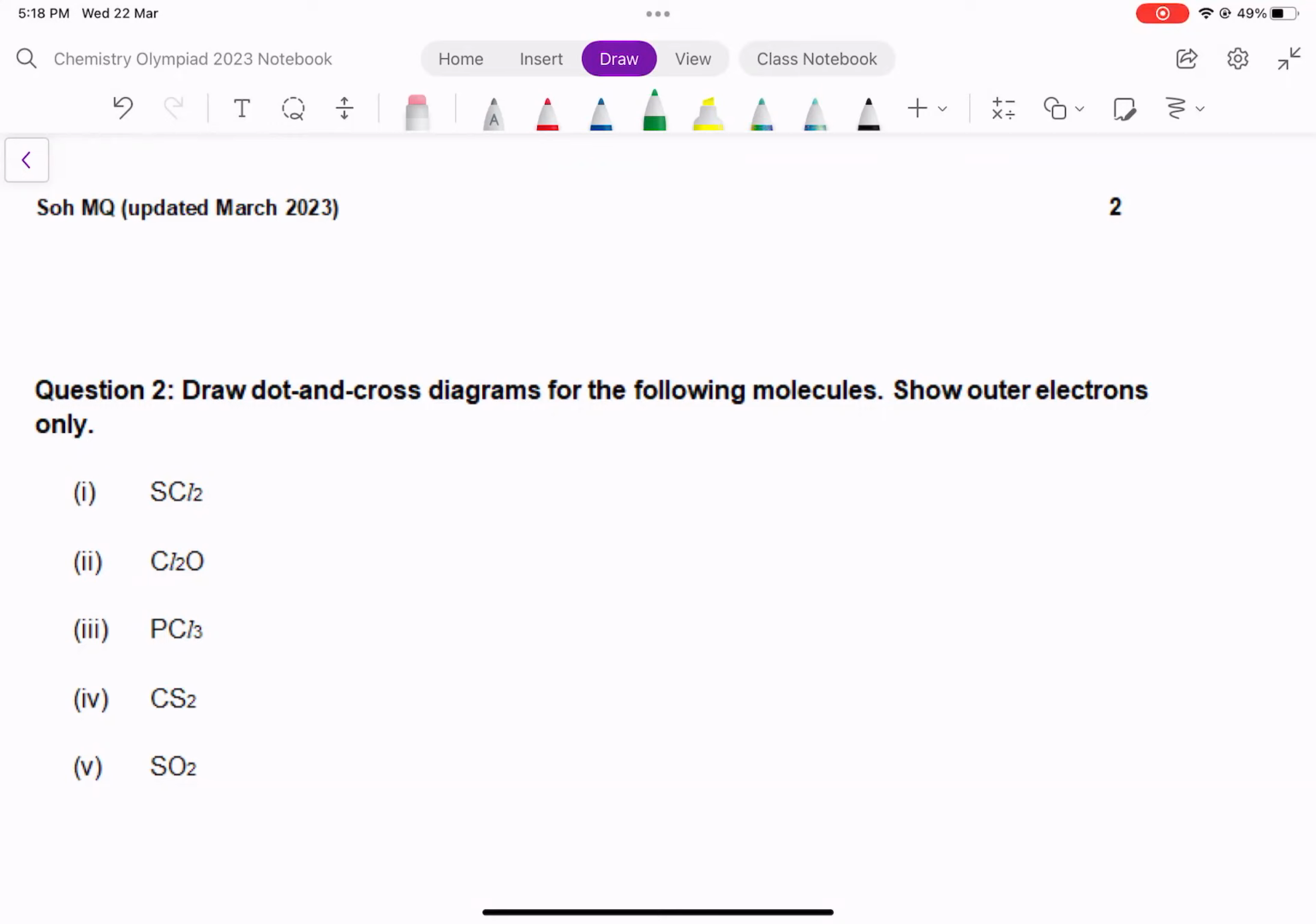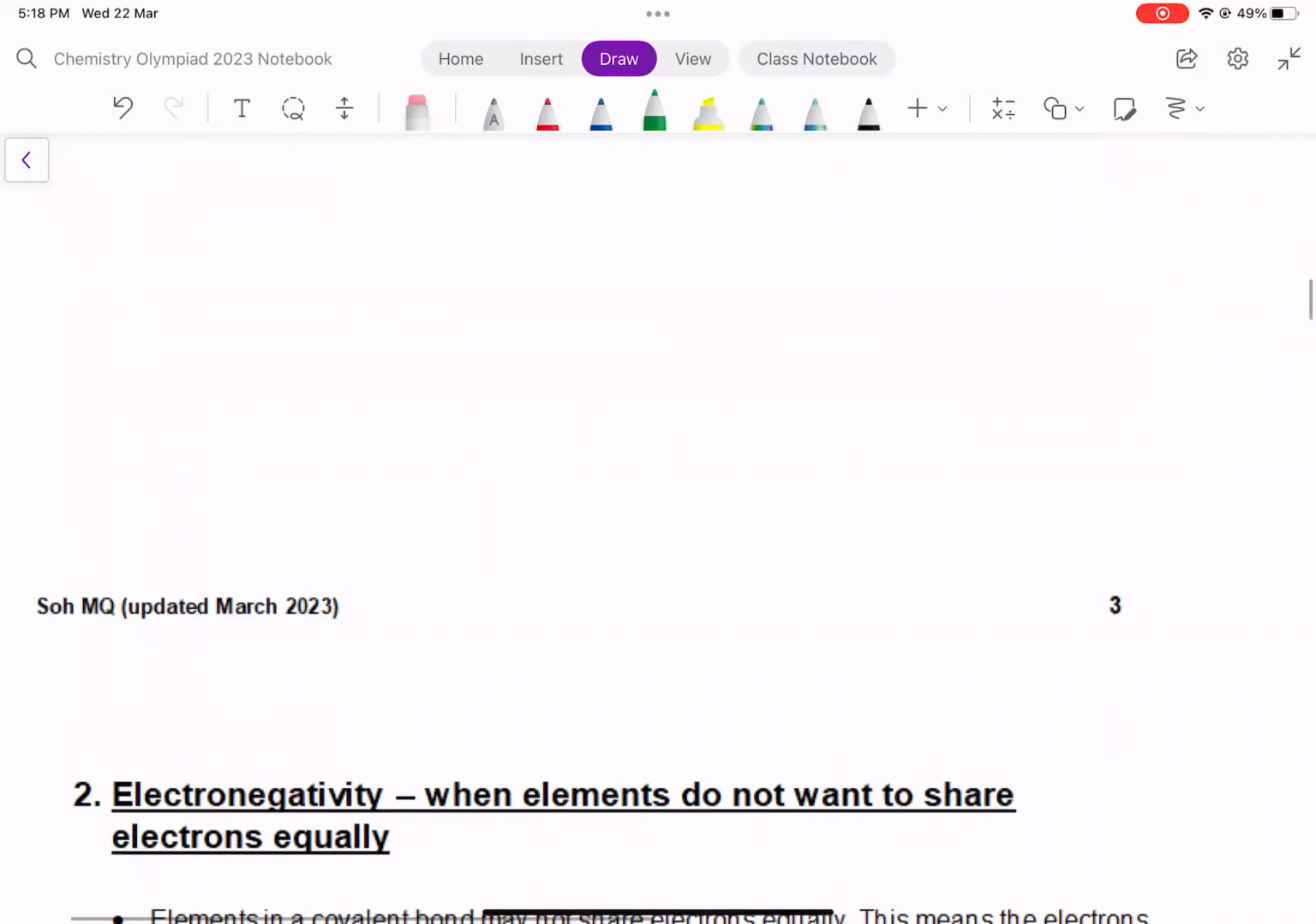If you still haven't been able to access the OneNote, you can do so by logging into Microsoft Teams on your iPads. You should be able to see that you have been added into the Chemistry Olympiad 2023 notebook. So go to Teams, find Chemistry Olympiad 2023, then you should be able to access the class notebook from there. If you are still having problems with Teams and OneNote, please find me in person when you get back to school. Okay, so this is really your homework.